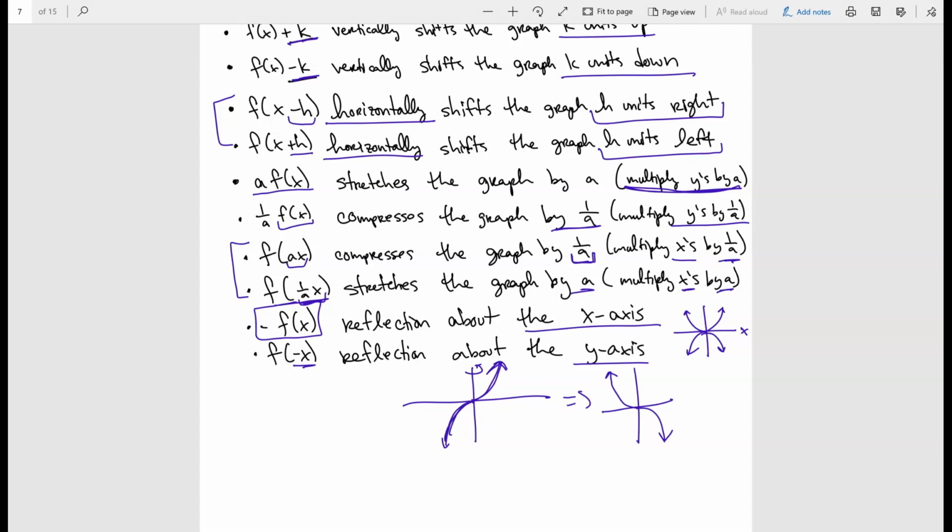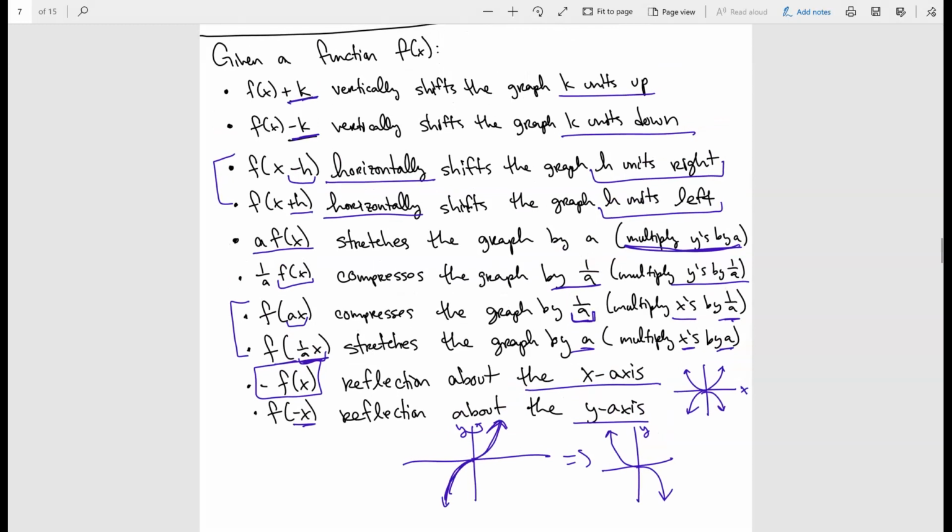So you kind of are reflecting it, okay? You're shifting everything around. So that's what it means to be a reflection across the y-axis in this case. So make sure that you really know these, okay?